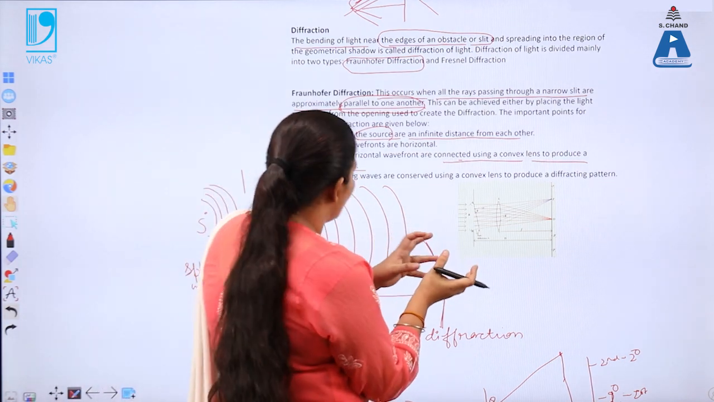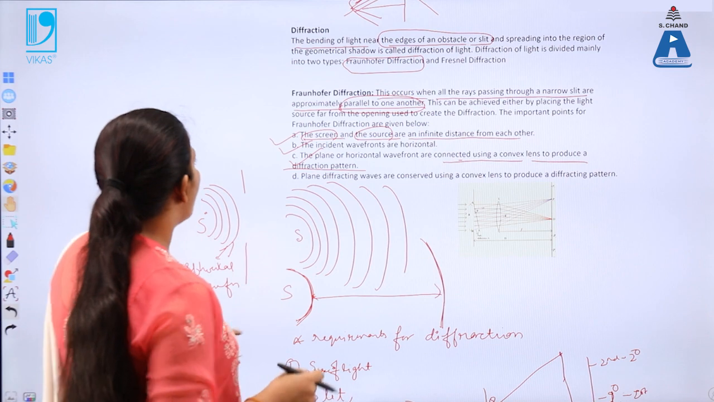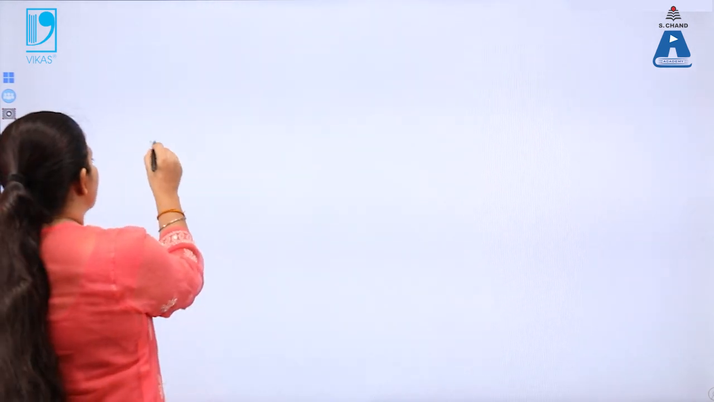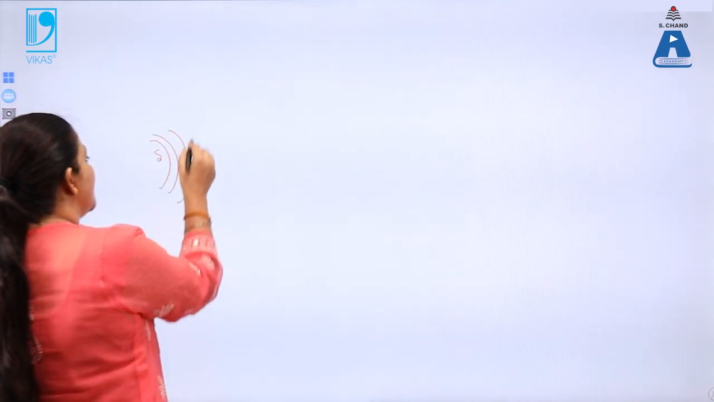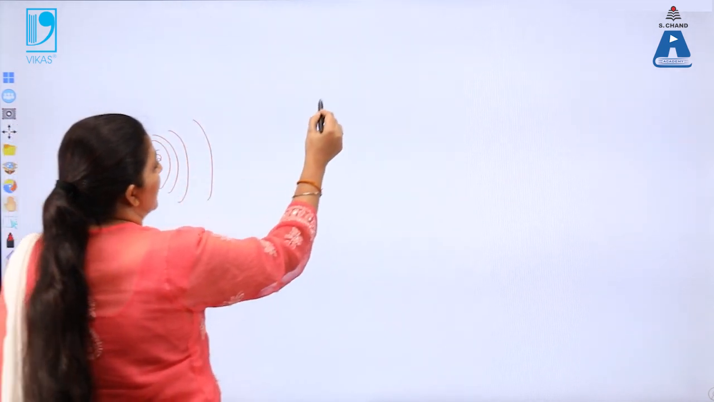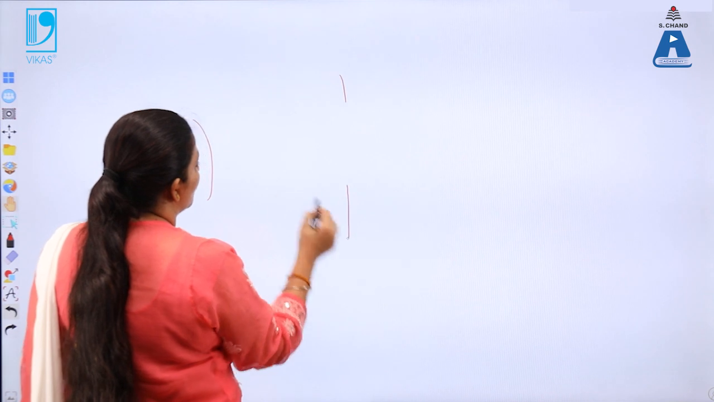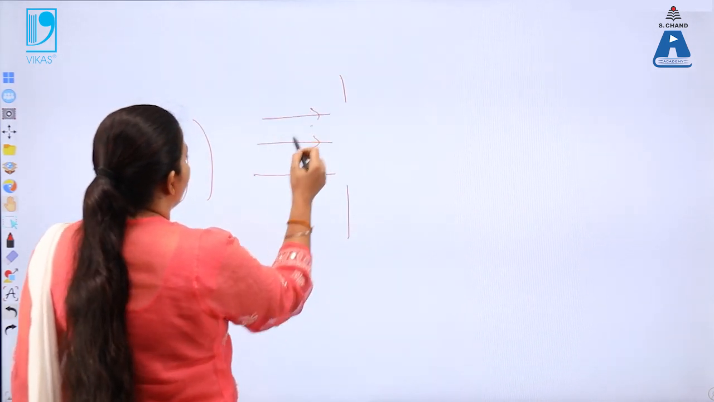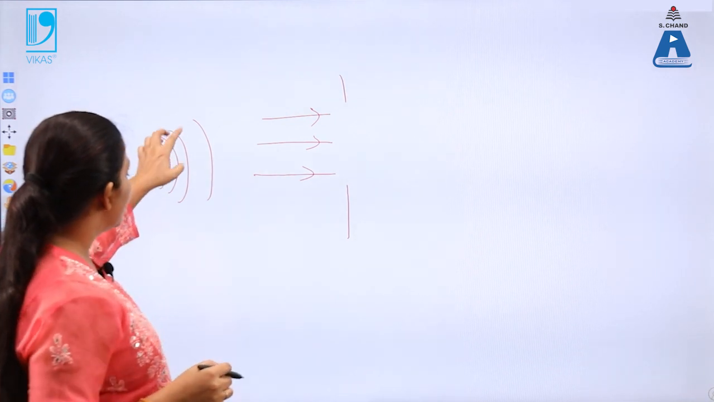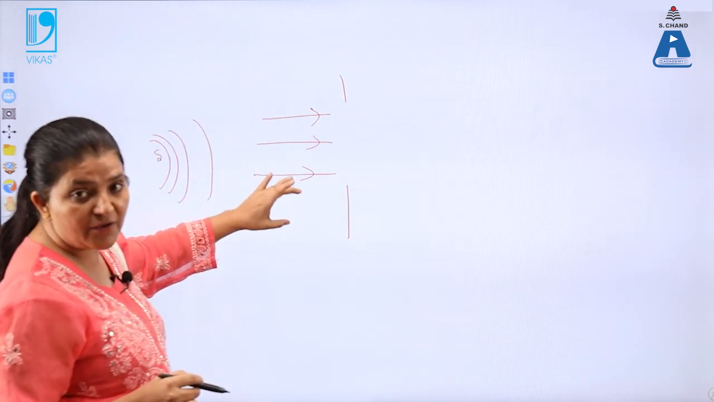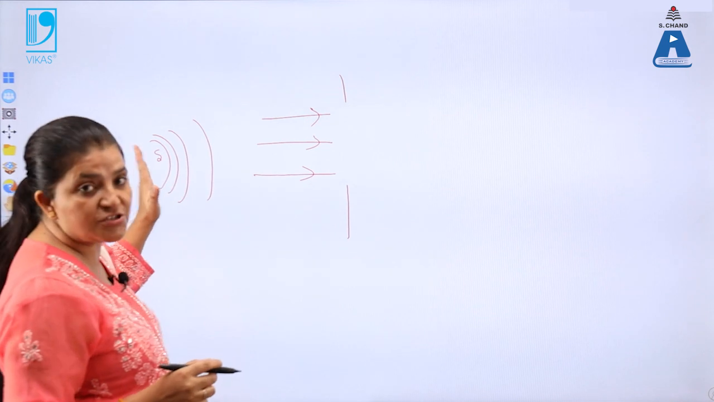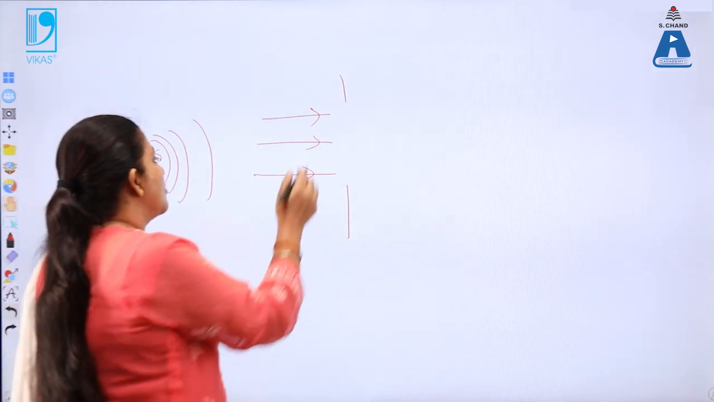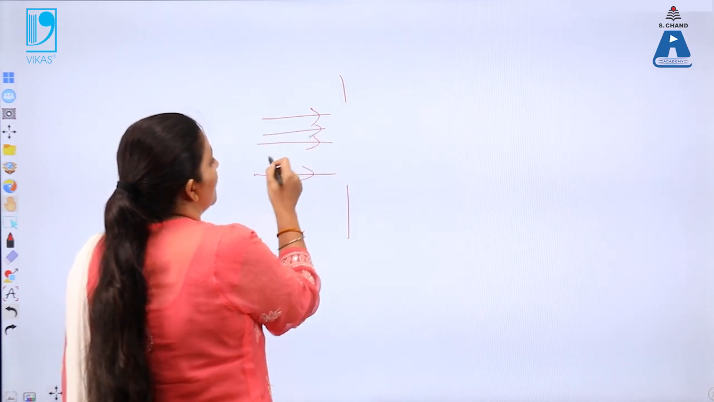Now we want to produce a diffraction pattern. How can that be obtained here? Firstly, the source is taken at infinity. When the source is taken at infinity, the spherical wavefronts can be converted into plane wavefronts, when the source is at an infinite distance from the screen. Now this light is incident over here.